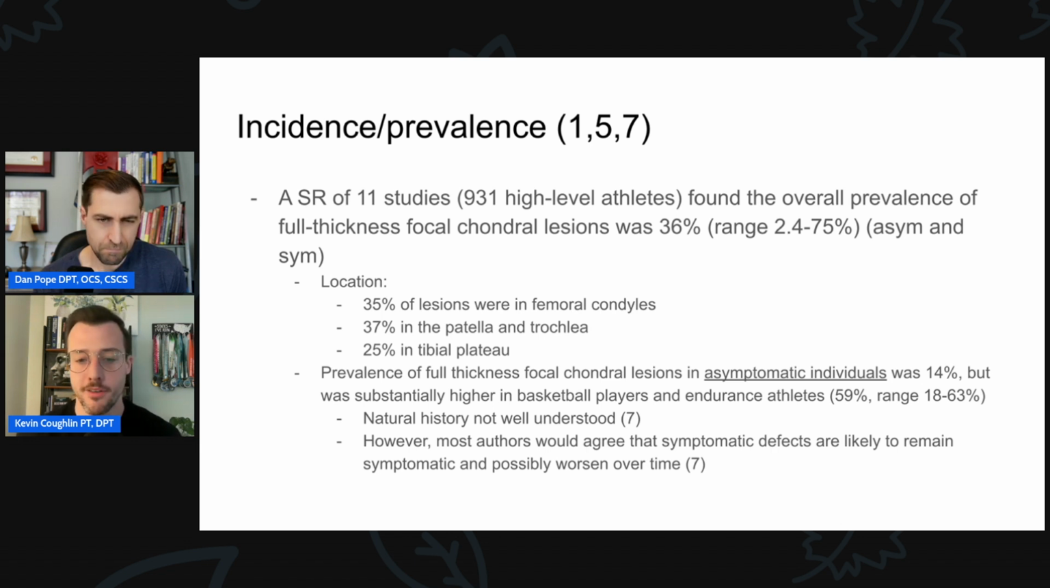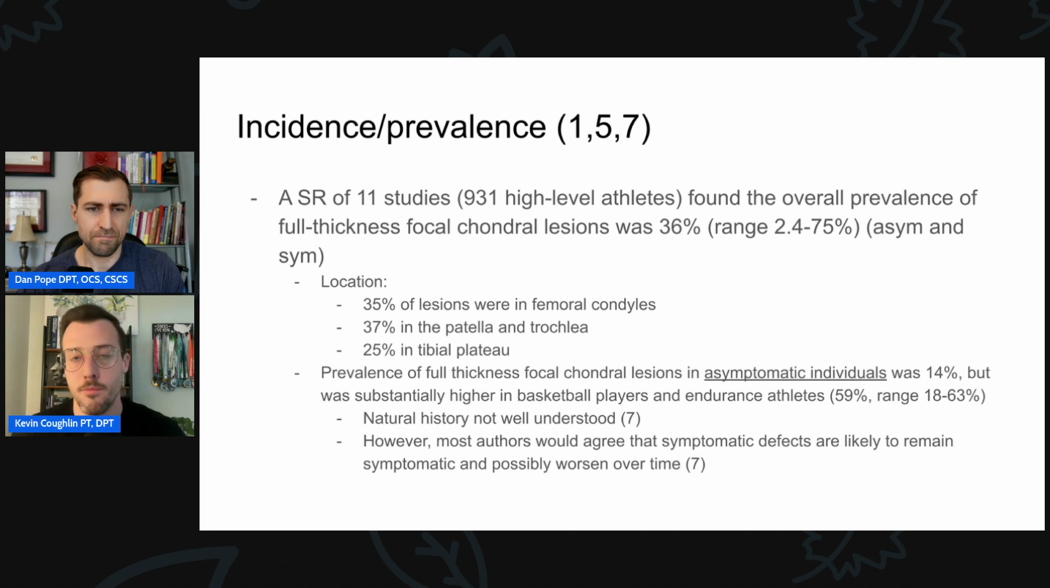Unfortunately, the natural history is not well understood, and this is a very tough part going through the research, that we don't know how these asymptomatic lesions tend to progress over time. I think it's unclear, and it probably depends a lot on the individual and what they continue to do or what they stop doing. You could picture if someone has an asymptomatic lesion, they're a basketball player in the NBA and they retire, maybe things are okay, but they keep trying to play through it. Maybe that's when it gets worse.